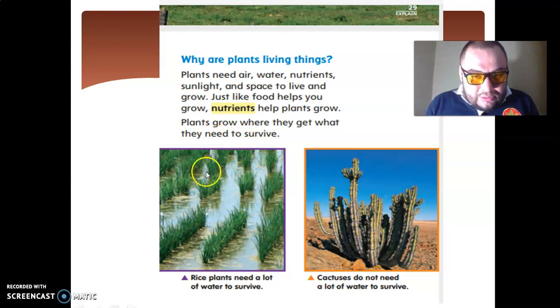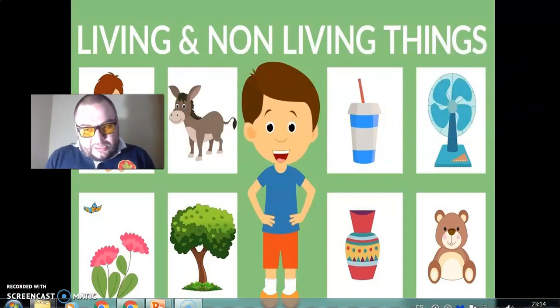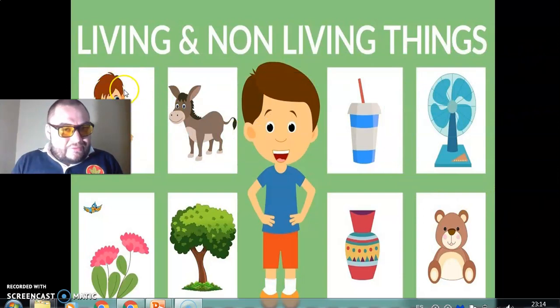Look at the example. Doesn't matter the space, if it's in the desert or in the water, the plants grow and survive. Why? Because they are living things. Okay, examples of living and non-living things. Living things, for example, baby or boy, donkey or animals, the trees, the flowers. Non-living things, for example, the teddy bear is a non-living thing, the jar, the cup or glass, and the fan is not a living thing, porque no crece ni necesita comida.